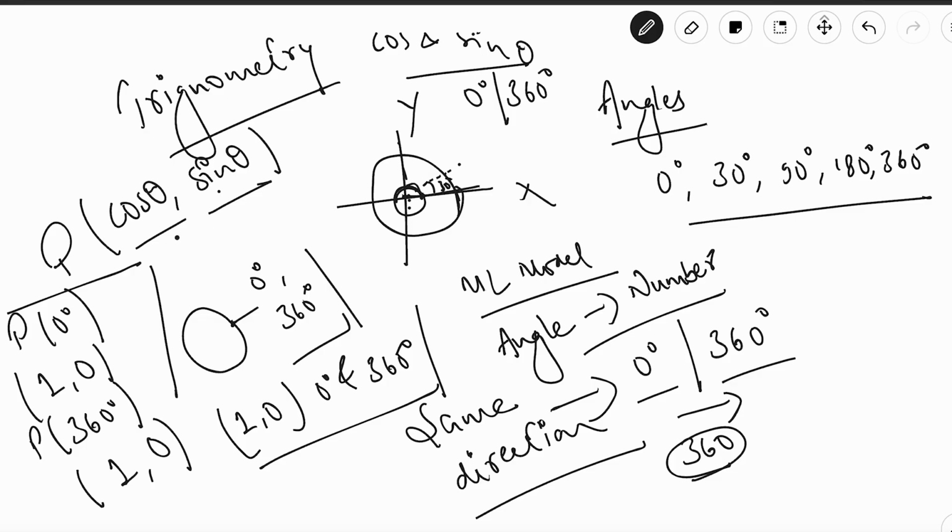So representing points in terms of cos and sine, these trigonometric identities, actually helps an ML model to better interpret angles in terms of directions. This representation helps us determine the distance between both these points, and here the distance is 0 because these two points are at the same place, and this distance basically is the angular closeness.